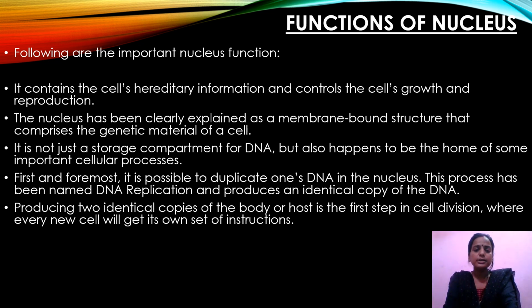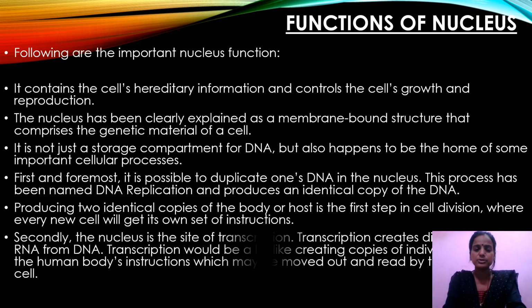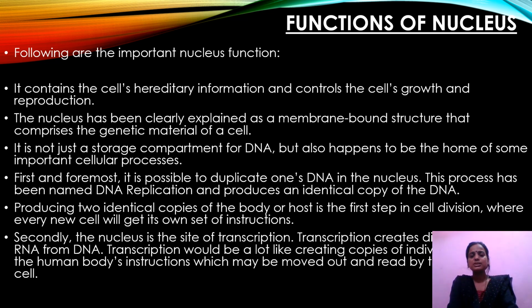Producing two identical copies of the DNA is the first step in cell division, where every new cell will get its own set of instructions. So this is the first step, that is the copying of the DNA. Secondly, the nucleus is the site of transcription, and transcription creates different types of RNA from DNA. Transcription is a lot like creating copies of individual pages of the body's instructions, which may be moved out and read by the rest of the cell. So these are the different functions of the nucleus, students.